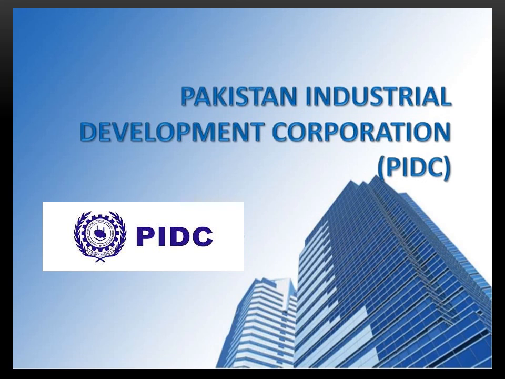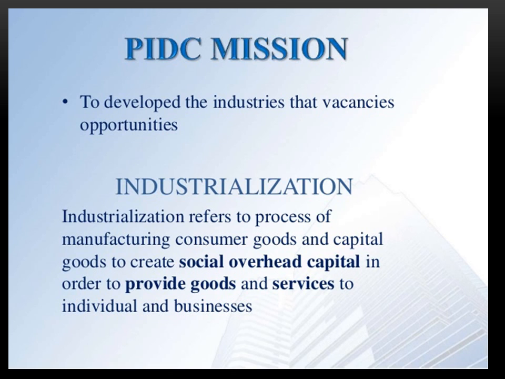This policy encouraged the private sector and stimulated industrial activity during the 1960s. The performance of the private sector in the development of industries was encouraging. During the 60s, the country became self-sufficient in most of the agro-based industries. This period is known as the era of industrialization. The mission of PIDC was industrialization, and industrialization refers to the process of manufacturing consumer goods and capital goods to create social overhead capital in order to promote goods and services to individuals and businesses.